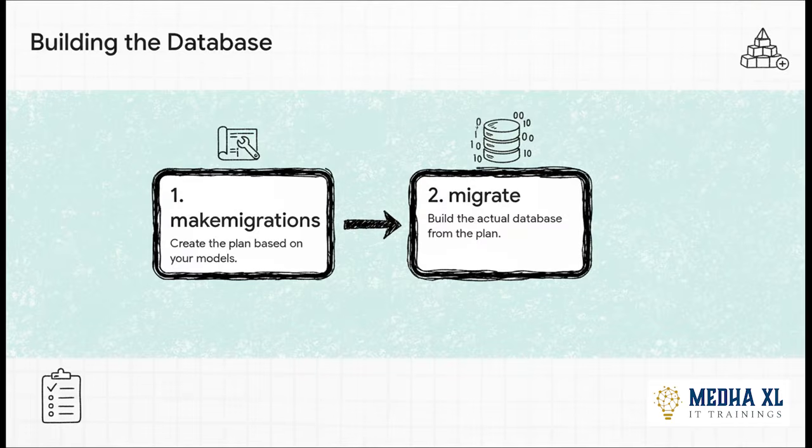Okay, so once we have that blueprint, we need to actually build the database from it. And Django makes this a really cool two-step process. First, we run a command called makemigrations. This tells Django to look at our models and create a plan, a special file with all the instructions needed to build the database. Then we run migrate. That command takes the plan and executes it, building the actual tables. It's a brilliant system for keeping your code and your database perfectly in sync.